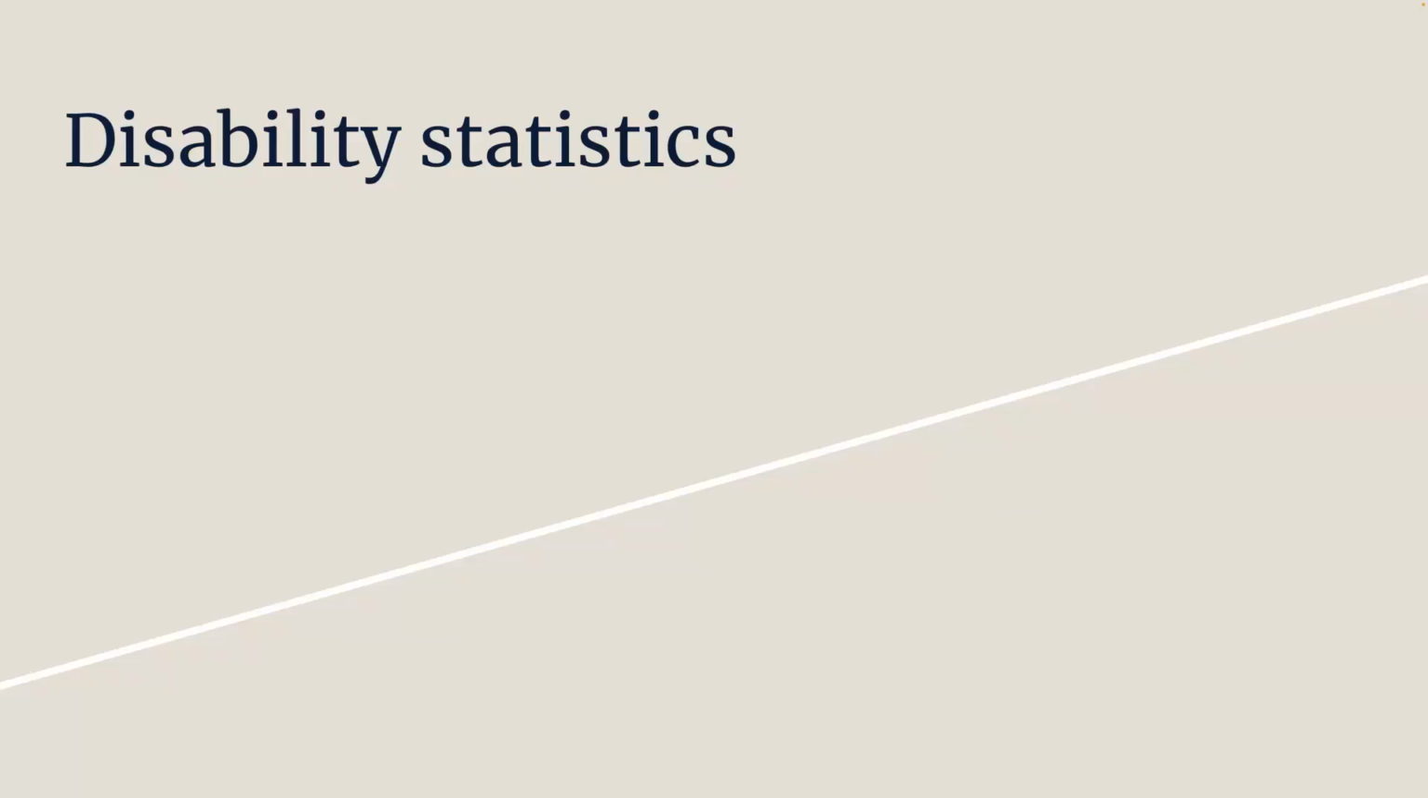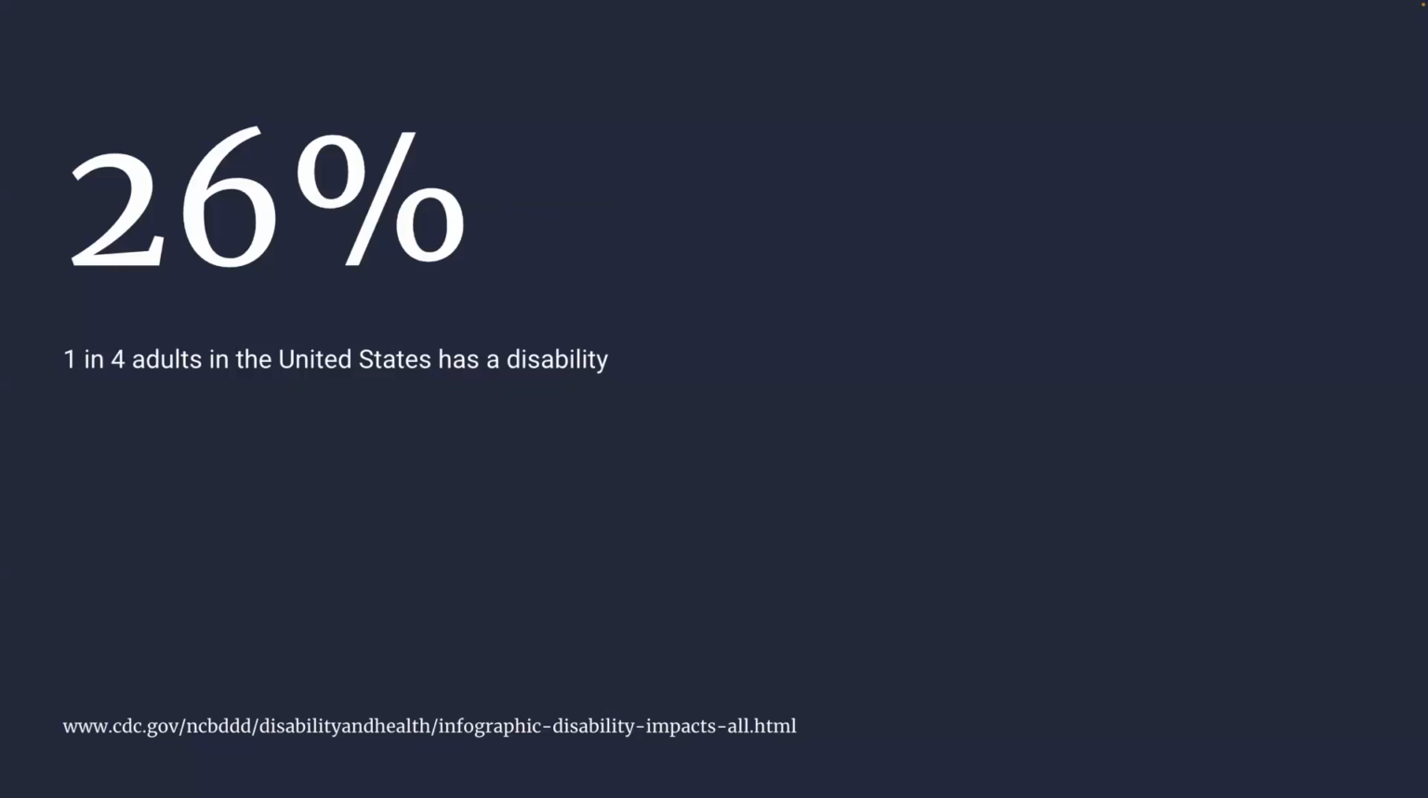Okay, so before we get into building or remediating anything, let's start off by going over some disability statistics. According to the Centers for Disease Control and Prevention, 26%, or 1 in 4 adults in the United States, has a disability. Now think about that for a sec. That's a quarter of the adult population. In 2020, that was approximately 64 million people. All stats and quotes on the next two slides are from the CDC's website.